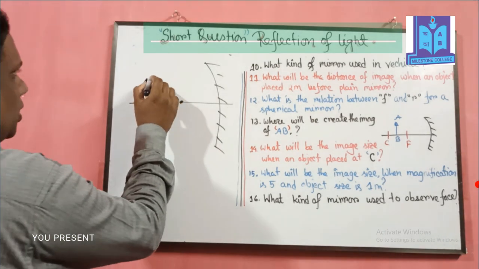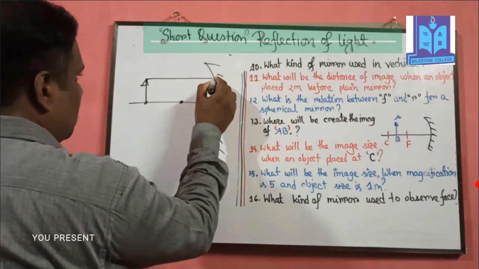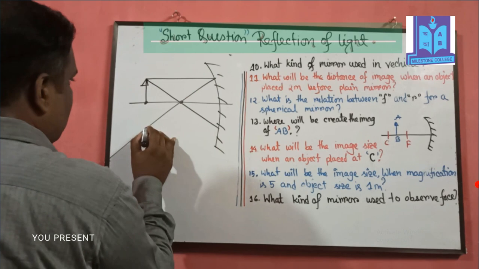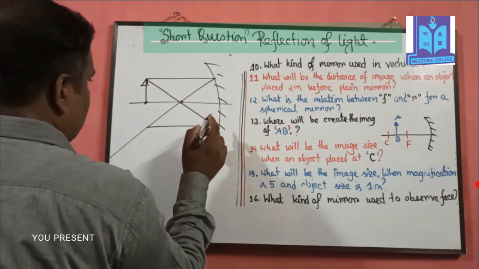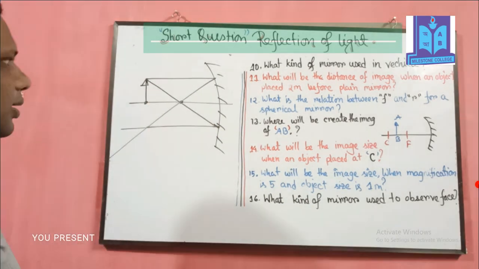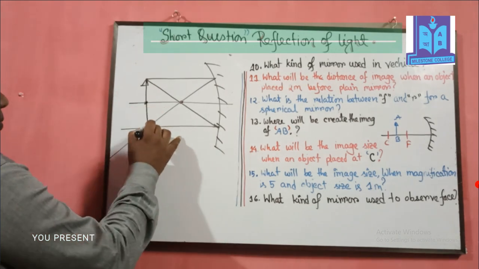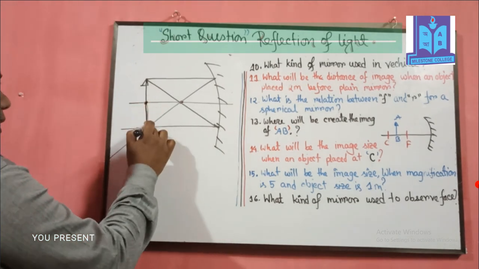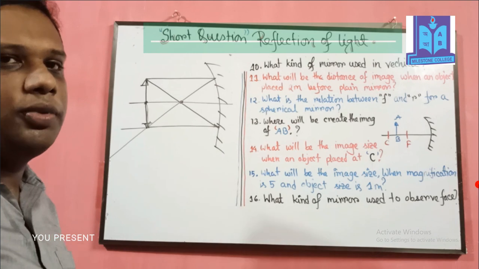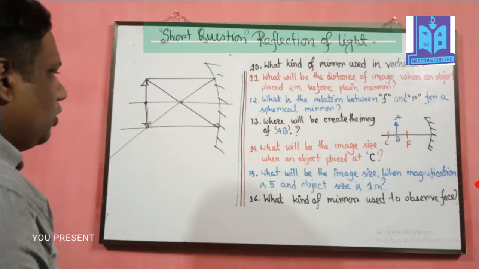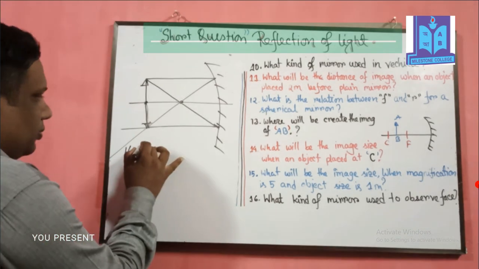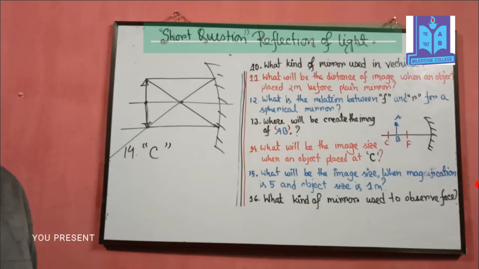First we draw the object, then we have to take the another way, and after a while we notice that the image create at the same place where the object remains. So for 14 the answer will be same, which is C for center of curvature.